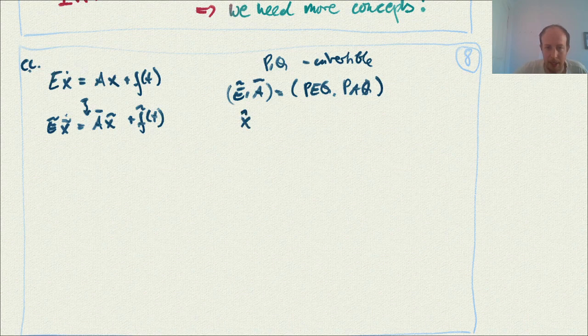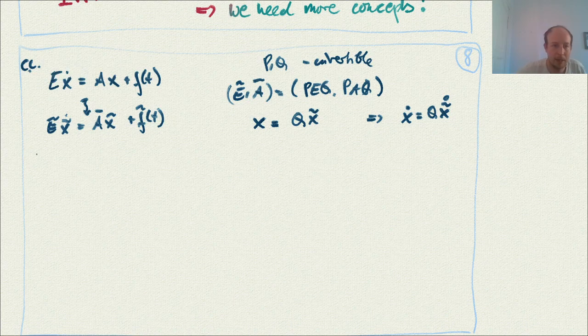This here is important. x is given as q x tilde. That's how they relate. And this in particular, so this will be important, this in particular means that x dot is just q times x tilde dot. So this gives the relation of the time derivative, so constant coefficient case.